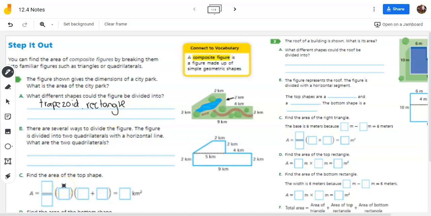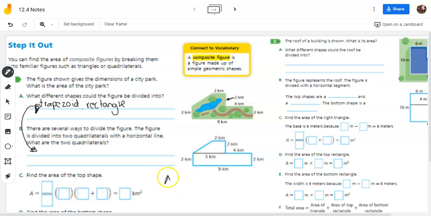And there's more than one way that you can divide things up. But basically this is right, B is going to be the same thing as this. So if you want to write an arrow down here, that's fine. Or if you want to rewrite trapezoid and rectangle, you can do that too. They do a line right here, and that separates the two shapes. So the top shape is a trapezoid.